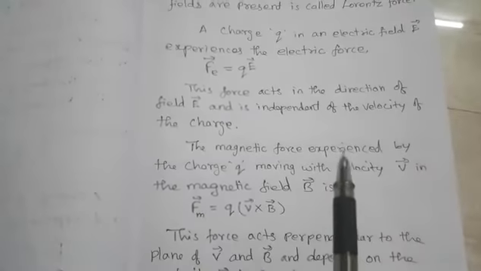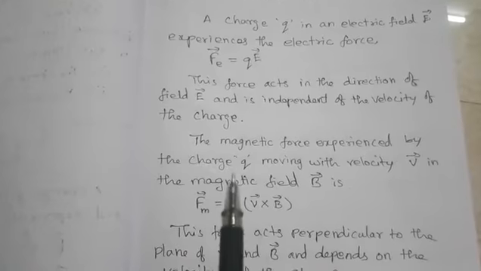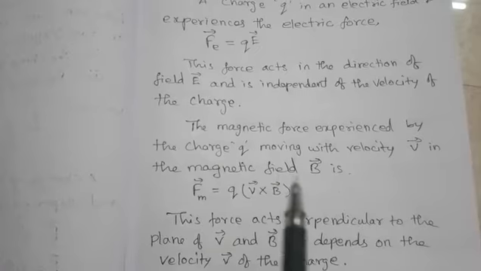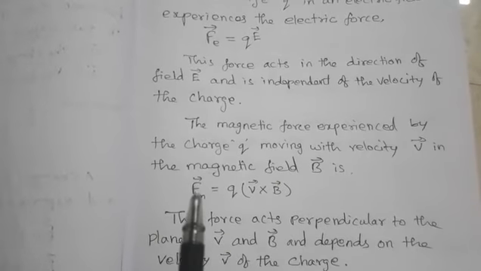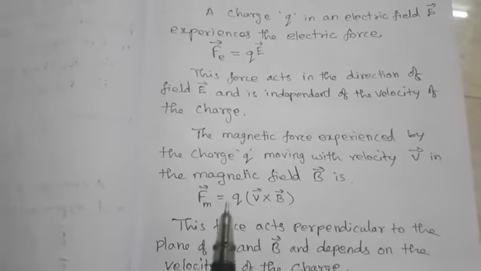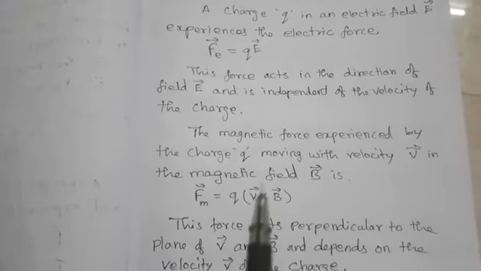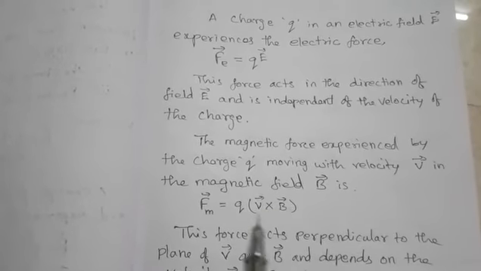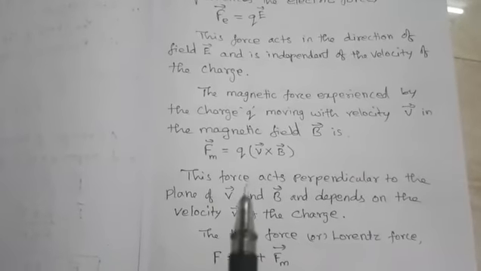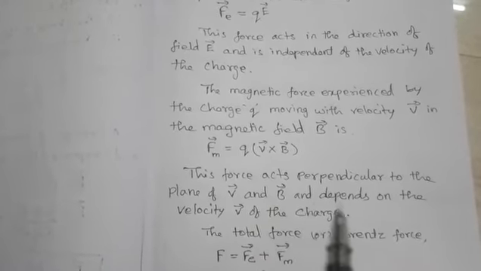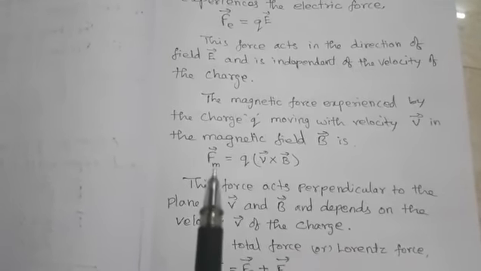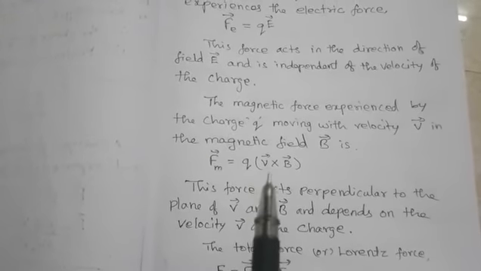The magnetic force experienced by the charge Q moving with velocity V in the magnetic field B is given by F M vector, that is the magnetic force, is equal to Q into V vector cross B vector. It's a cross product. This force acts perpendicular to the plane of the V vector and B vector and depends on the velocity V vector of the charge. From this equation, the magnetic force depends on the velocity.